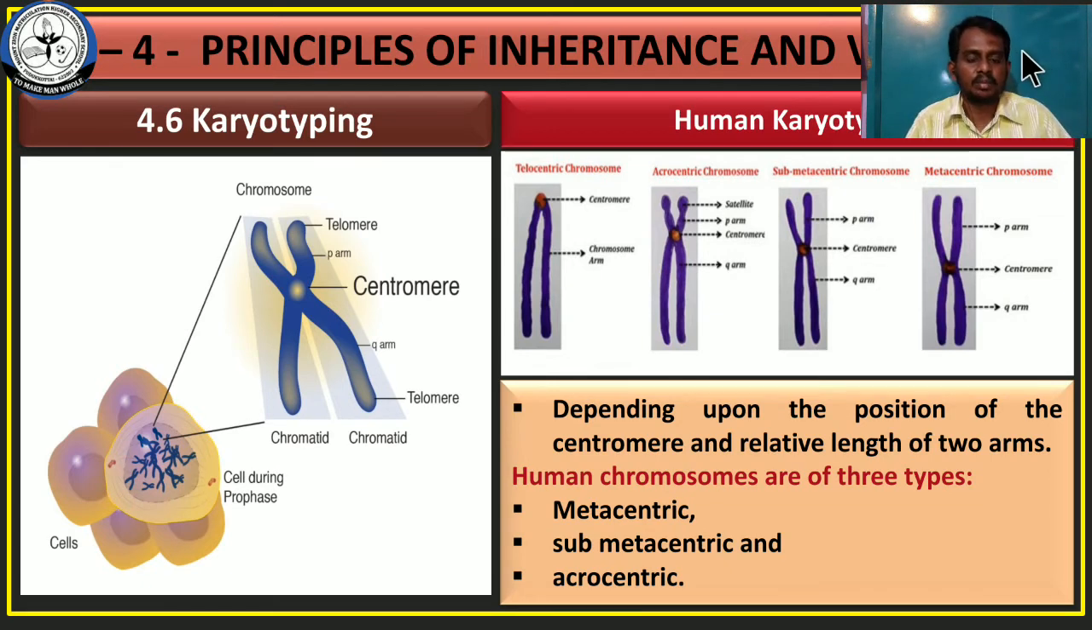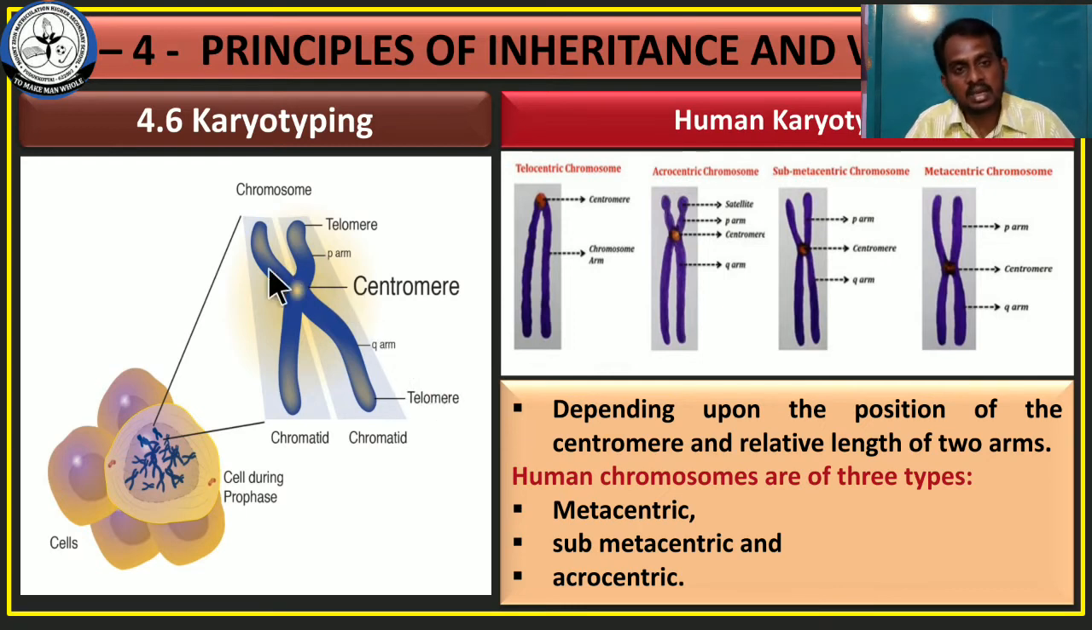Before going to the topic, we have to understand the structure of the chromosome. These are some basic structures present in the chromosome. Telomere means the end part of the chromosome. There are 2 arms: one is the P arm, another one is the Q arm, and both arms are connected by the centromere. This is the center part of the chromosome, and that is the reason it is called a centromere. This is also the telomere.